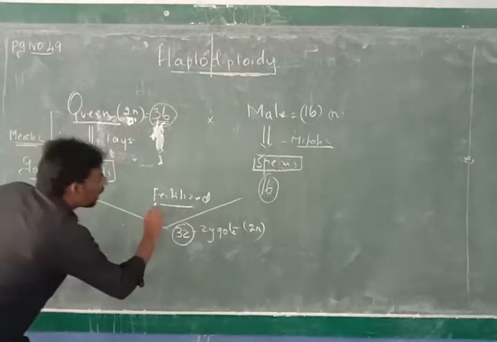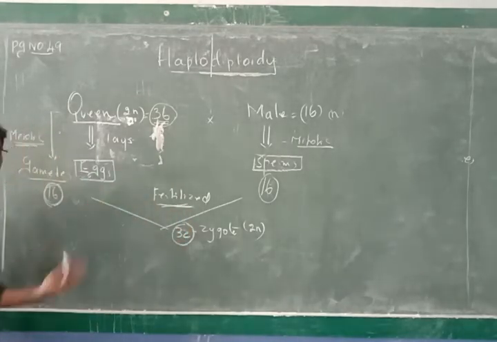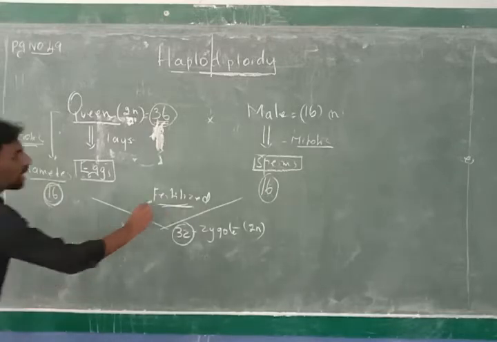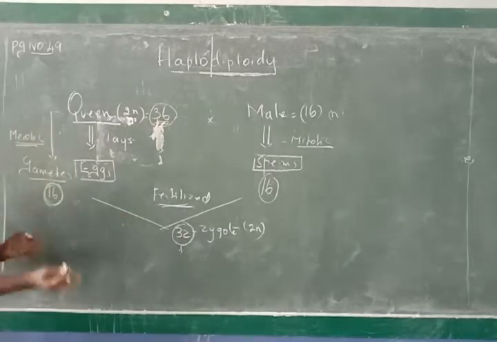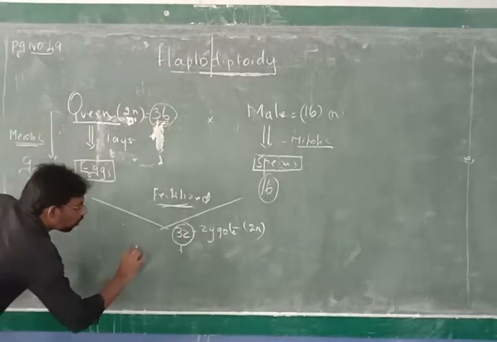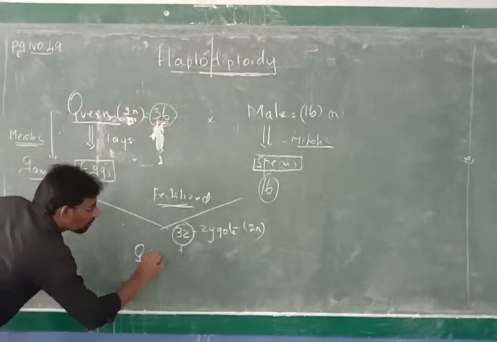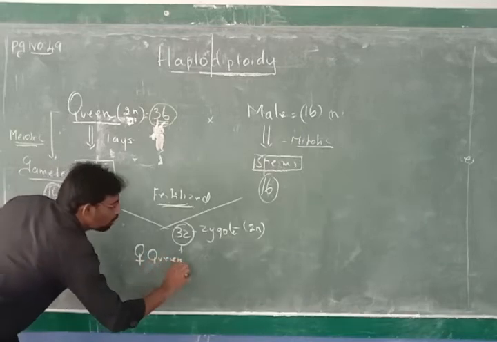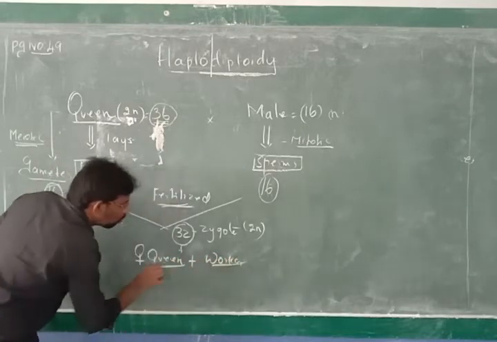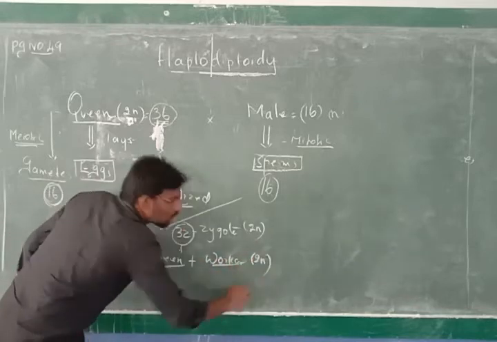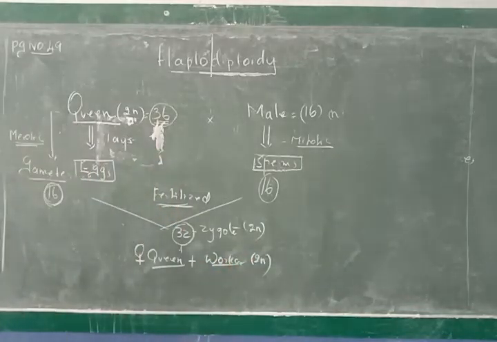So that means with this fertilization, the egg becomes fertilized. The queen lays a fertilized egg. This fertilized egg has 32 chromosomes. When this fertilized egg hatches, it becomes female. That is, either it becomes a queen bee or it becomes a worker bee. Why? Both are diploid in nature. This much you are clear?